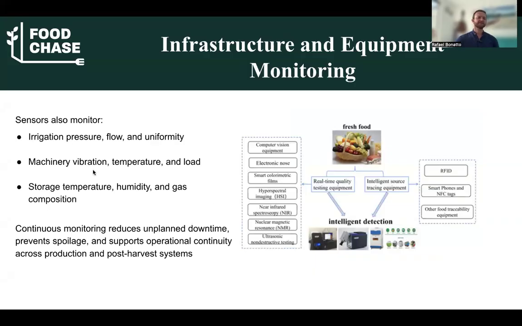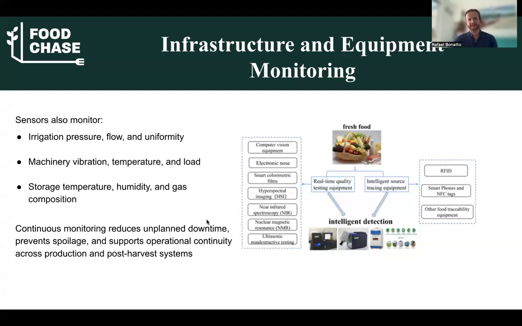Infrastructure and equipment monitoring. Sensors also monitor irrigation pressure, flow and uniformity, machinery vibration, temperature load, storage temperature, humidity, and gas composition. And continuous monitoring reduces unplanned downtime, prevents spoilage, and supports operation continuity across production and post-harvest systems. This is very, very important here.